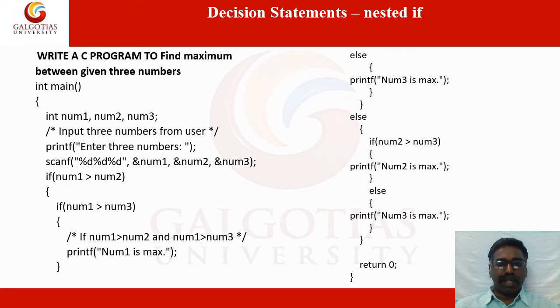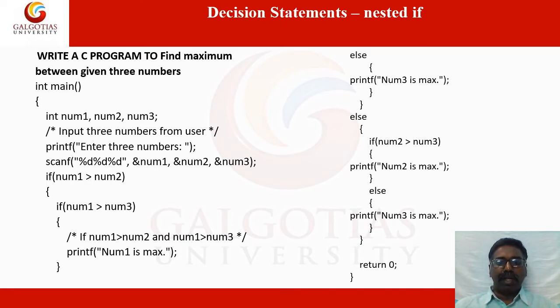Now it is satisfied here. Inside the if we are having num1 greater than num3. If num1 is greater than num2 and num1 is greater than num3, then automatically num1 is the biggest number. So in the true part I am displaying num1 is max. In this else part I am declaring num3 is max.